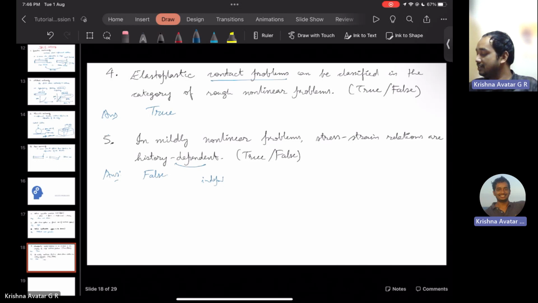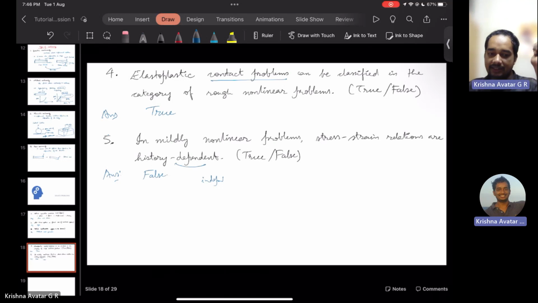Because the moment you have history dependence, the solution algorithms or the solution techniques really become complex. And even the deformation pattern becomes complex, because the stress and strain have a different relationship at different points in time. So it simply implies that it is going to be a very nonlinear problem. It's no longer mildly nonlinear.